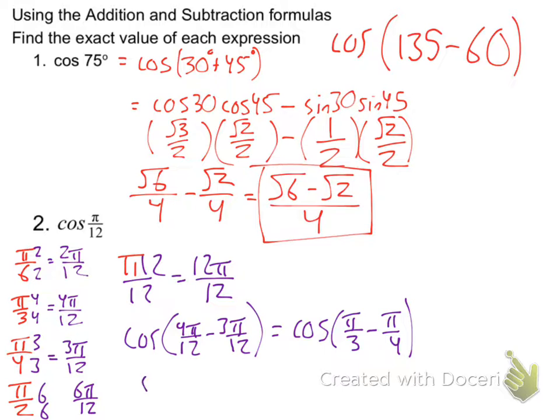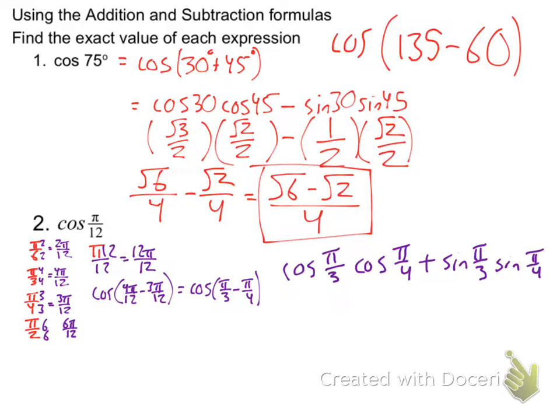So this would equal cosine pi over 3 cosine pi over 4 plus sine pi over 3 sine pi over 4. I moved some things around here so I got more room to work. We're at the cosine pi over 3, cosine pi over 4, sine pi over 3, sine pi over 4. And I'm going to do exactly what I did in the last problem, and exchange it for its ratio or its value.